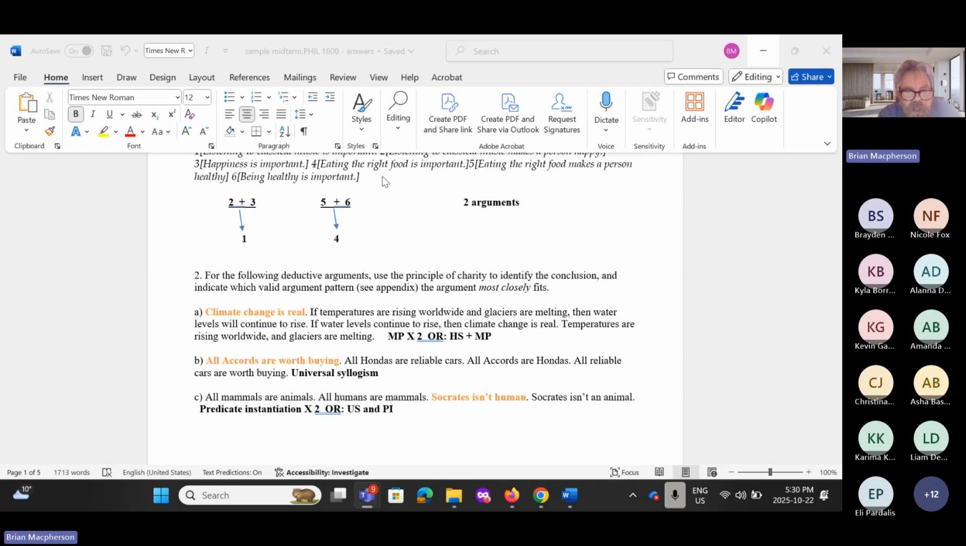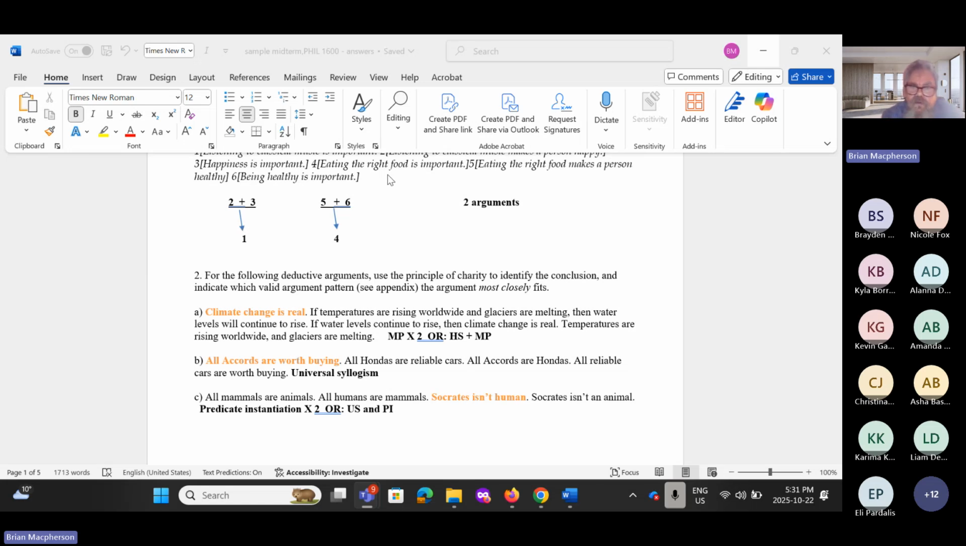So here we have 4 statements. We have all mammals are animals, all humans are mammals, right? If you put those two together by universal syllogism, you get that all humans are animals. Now we know that Socrates isn't an animal, then it would follow by predicate instantiation that Socrates isn't human.